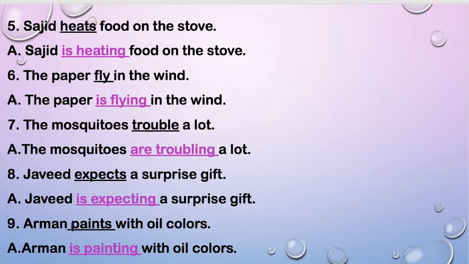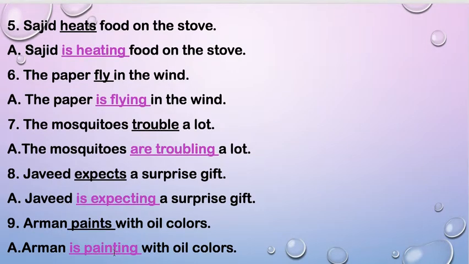Ninth one, Arman paints with oil colors. So paints here is in simple present tense, and we have to change it into present continuous tense. Arman is painting with oil colors. So is painting is the verb here, is is the helping verb, and Arman is the subject, and it is in singular form. That's why the helping verb is also in singular form. Paint is the base form of the verb, and what we are doing to the base form of the verb here, we are adding ing to it to make it into present continuous tense.